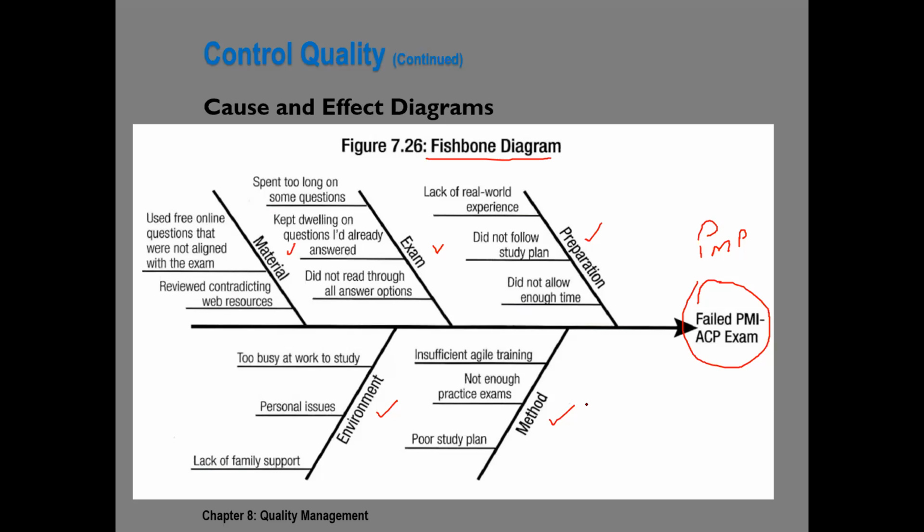Second major category, Tanya. Which one do you want? Exam. Yeah. So I spent too long on some questions, kept dwelling on questions I'd already answered, did not read through all answer options. In fact, that is a common practice. Sometimes people start spending more than 2 minutes on one question. If it is increasing more than 2 to 3 minutes, leave that question for later check, or kept dwelling on the question I had already answered.